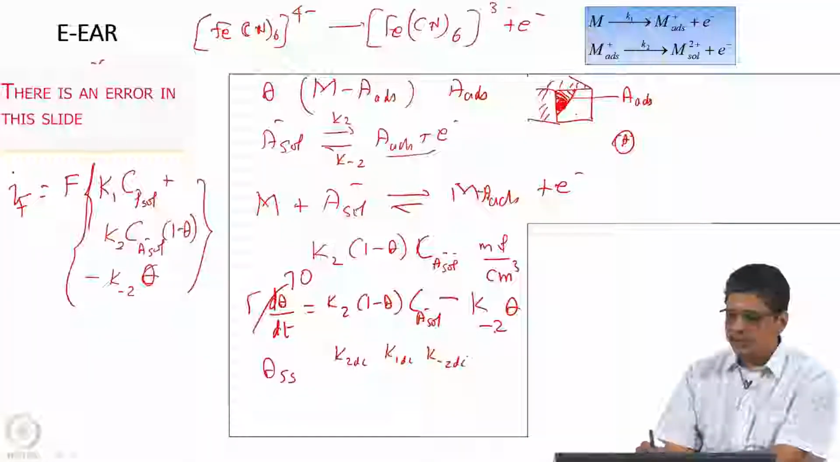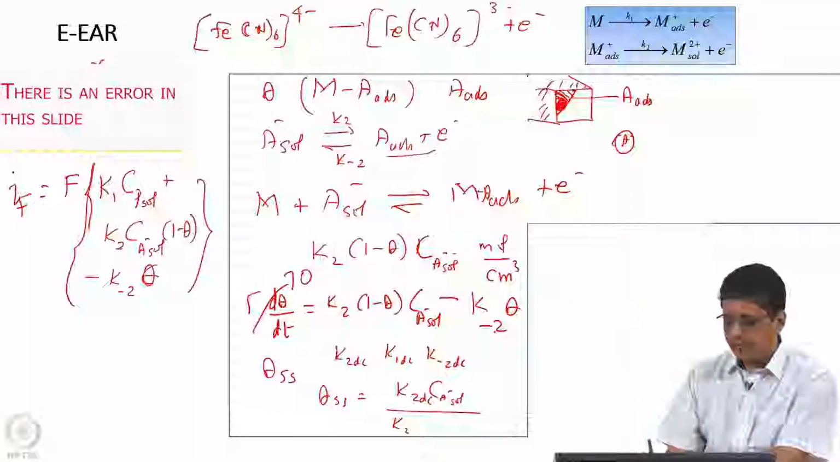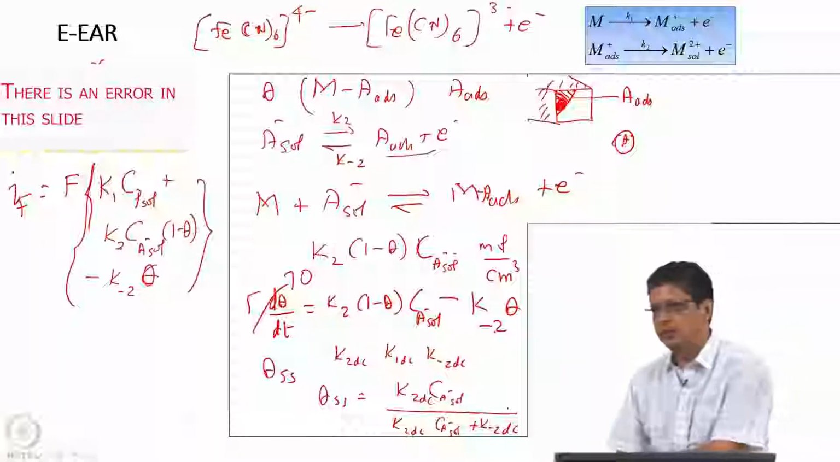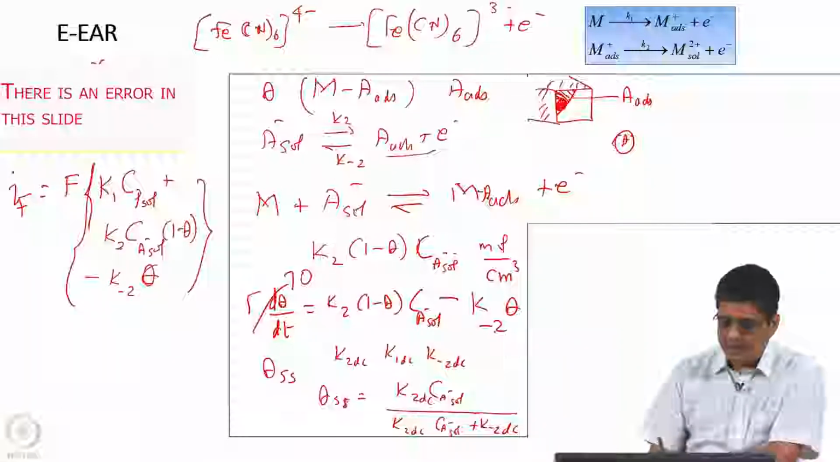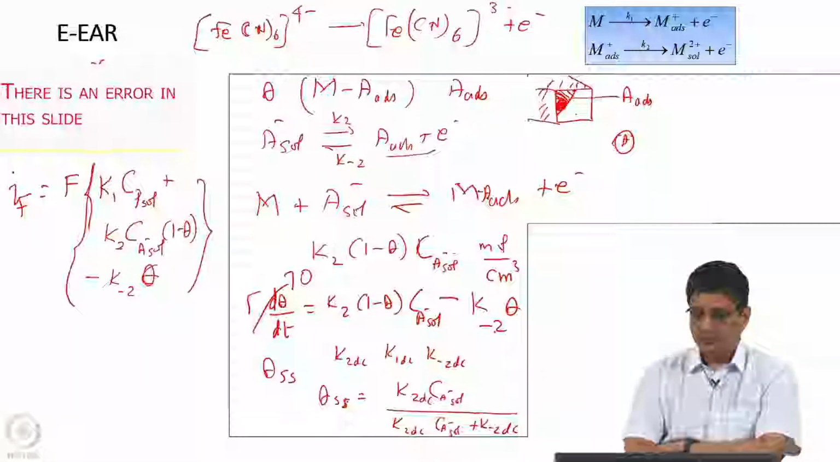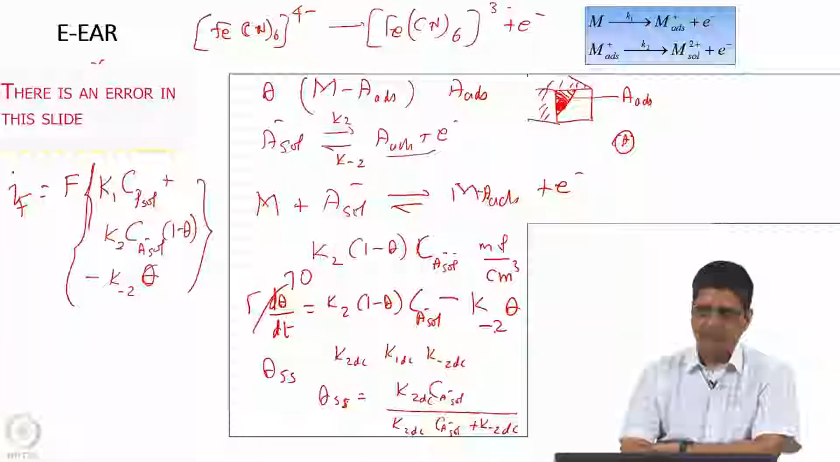K minus 2 DC, can I write theta SS? Is that correct? This is theta steady state. Here both K2 and K minus 2 depend on potential. If I increase potential, K2 will increase, K minus 2 will decrease.